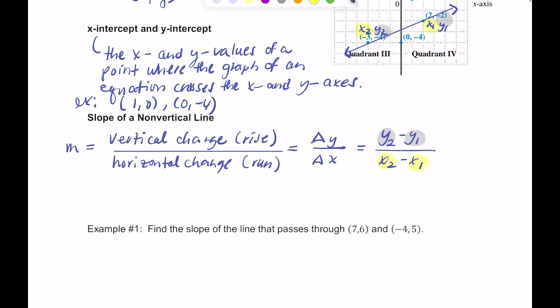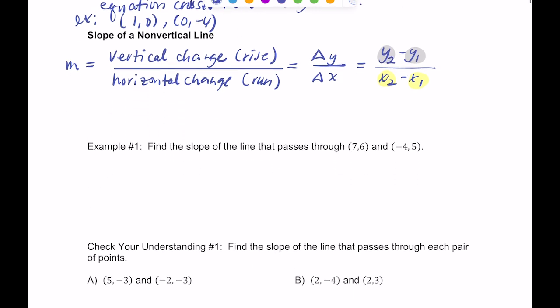So let's practice finding the slope, or the steepness, of the line that passes through the points 7, 6, and negative 4, 5. So if you were to visualize those 2 points on the coordinate plane, we want to find the steepness of the line that passes through those 2 points. So one of them I'm going to label as x1, y1, and it doesn't matter which ordered pair you designate. You just need to keep the subscript the same. So the 1s need to stay together and the 2s need to stay together. So that coordinate is going to be my x2, y2.